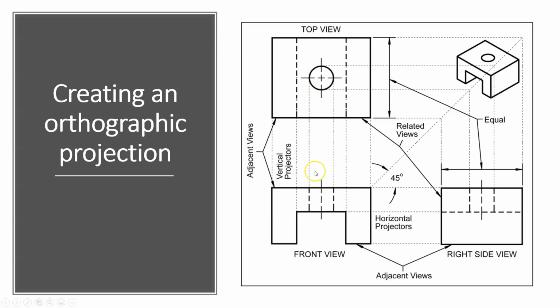Then we also have what are called common measurements, okay? So this depth right here in the top view is equal to this depth right there. In fact, it's the same dimension. So that's important. That can help us to find some features or to draw things more accurately. All right.